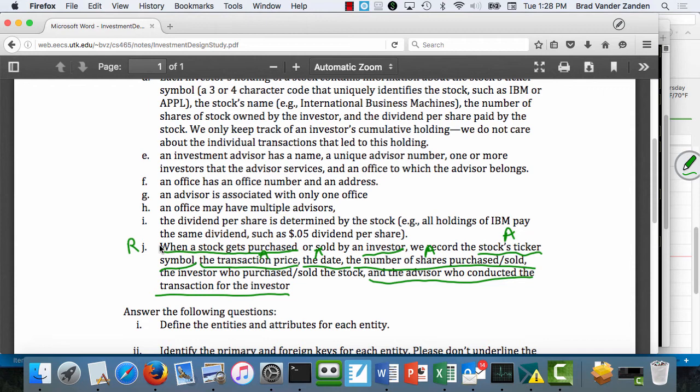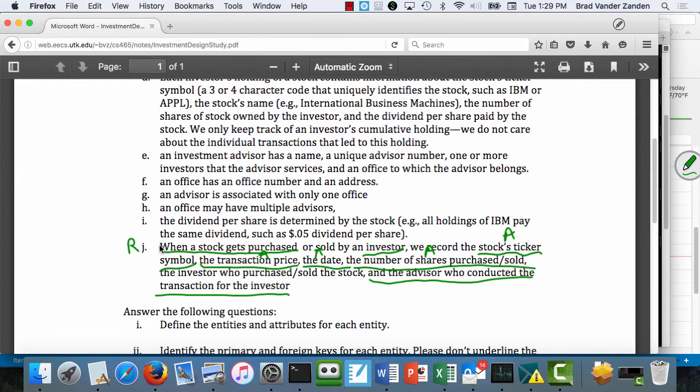But you should strongly suspect a relationship here because of all of the entities that are being mentioned. And it looks like it's what kind of relationship? Binary or ternary? It's a ternary relationship. It involves three entities.